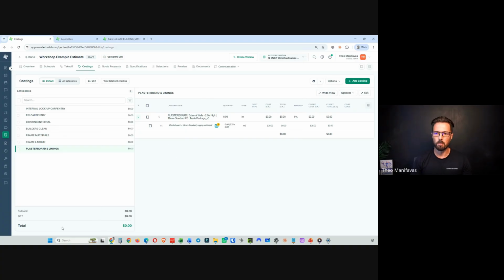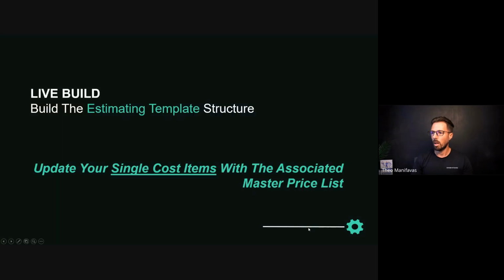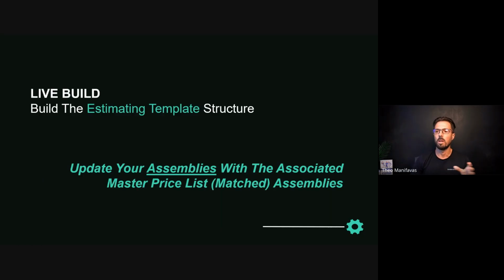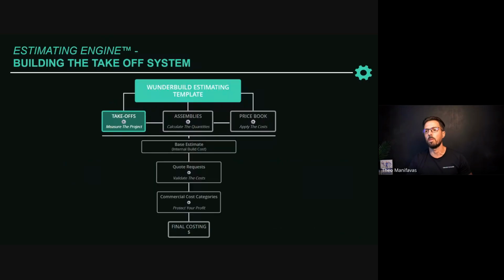in again. All right, so now this estimate is complete in terms of, we've added in our categories, cost items, assemblies where applicable, and we've also made sure all our pricing's been added in for whatever rates we've got. All right, so we've updated our single cost items, linking back to the master price list. We've updated our assemblies with the associated master price list items. And now we're on to takeoffs.